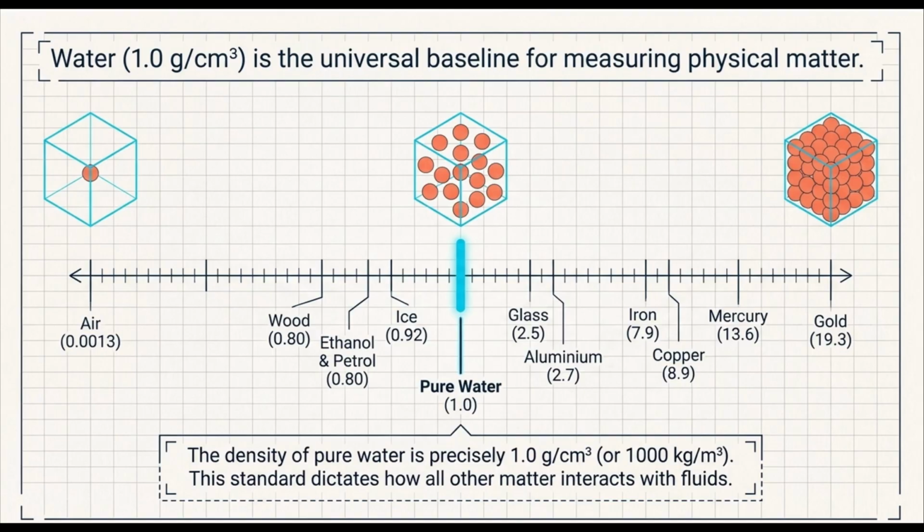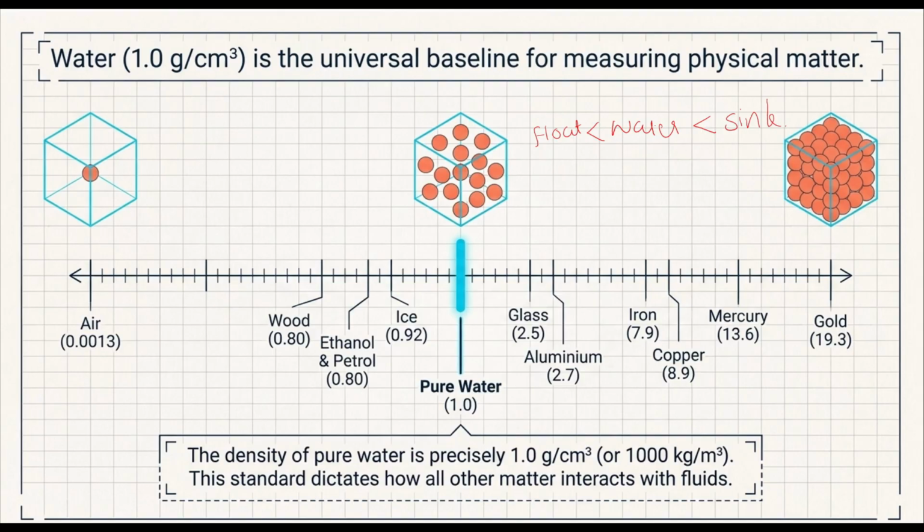And materials with densities greater than 1, so we'll be taking water as the mark, right? Densities less than water will float and densities greater than water will sink. Okay, clear?